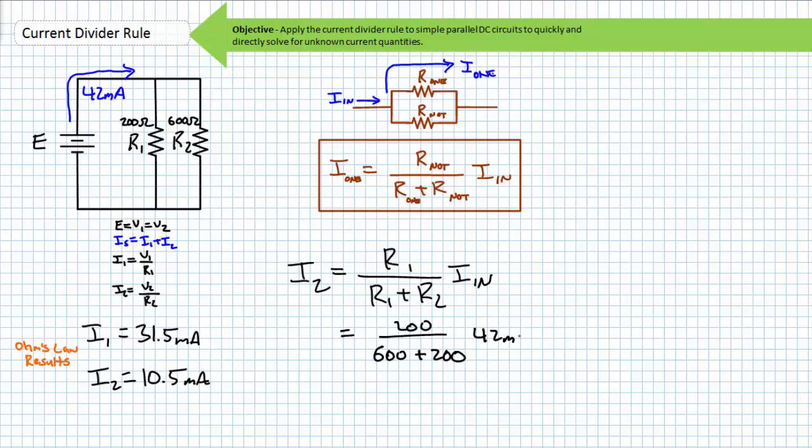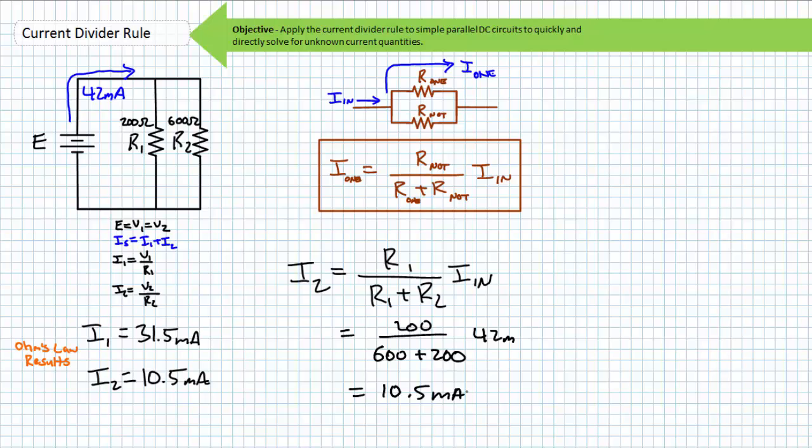Substituting in the necessary values, we find I2 to be 10.5 milliamperes, exactly 1/3 that of I1, because R2's resistance is 3 times as much as R1, and the voltage across them is the same. It makes sense. I1 plus I2 still yields IS. It's just that more of it flowed through the low resistance path of R1 and less of it flowed through the high resistance path of R2.